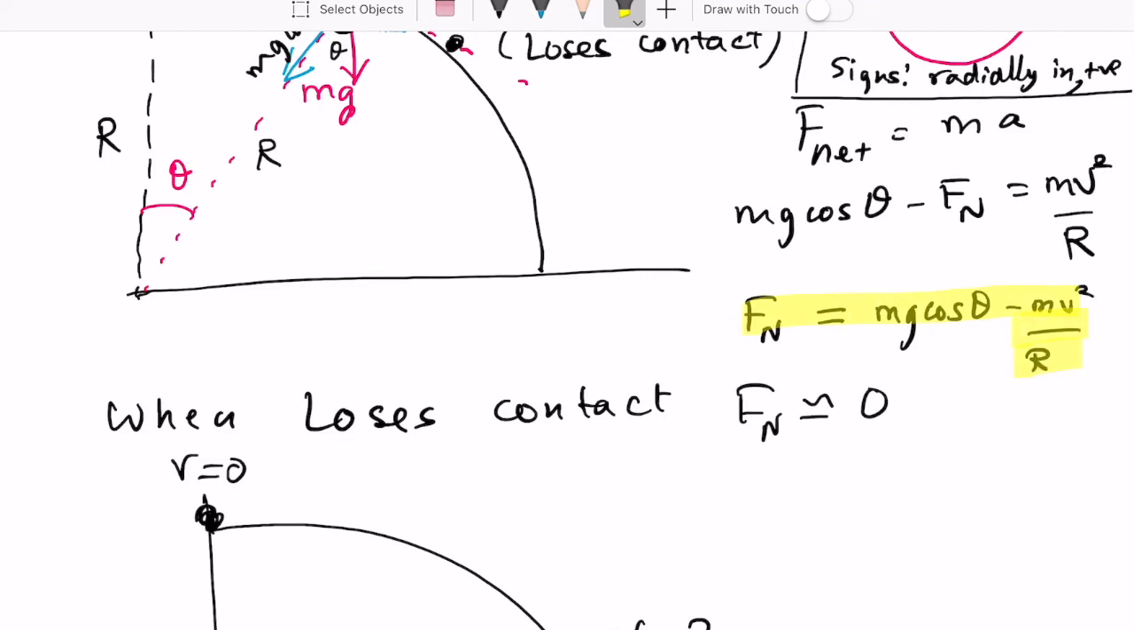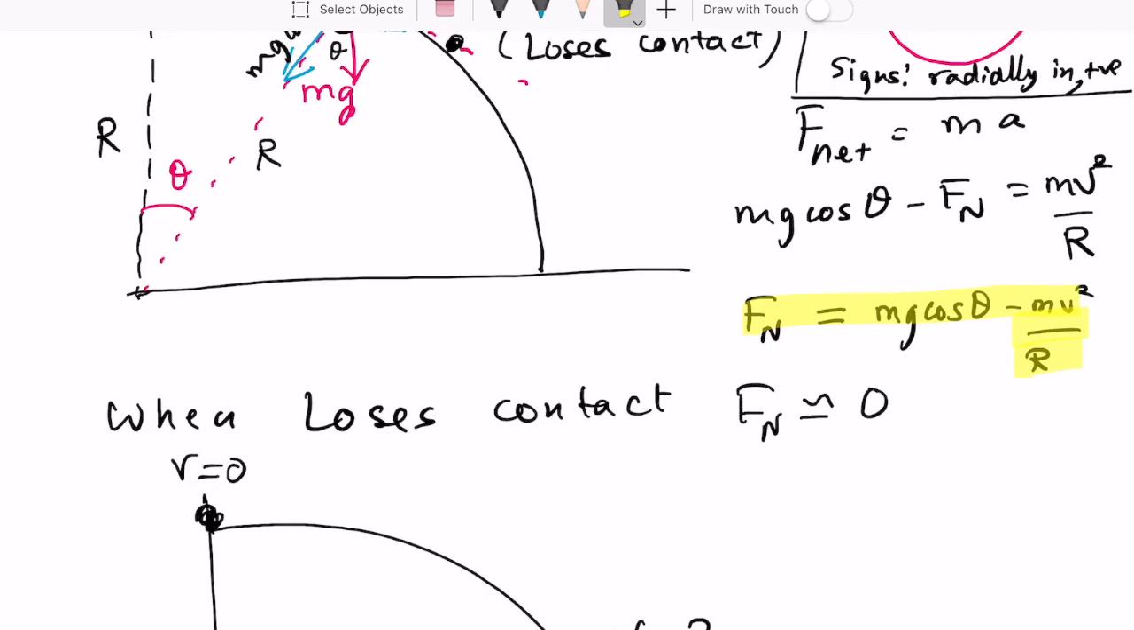We derived an expression for Fn, right? We could not set Fn equals 0 in that expression. I mean, we could have if we wanted, but the problem is we didn't know what the velocity would be at the point where she lost contact.